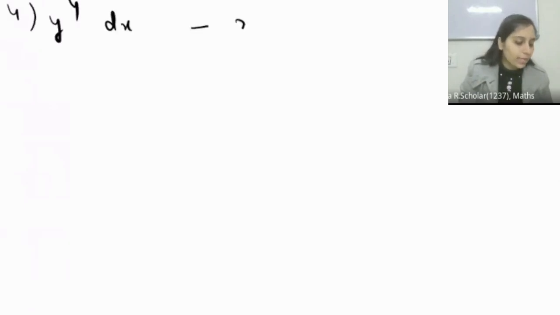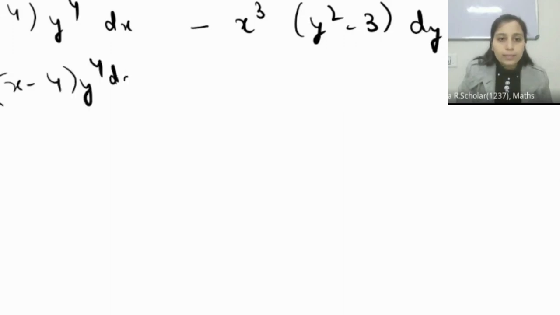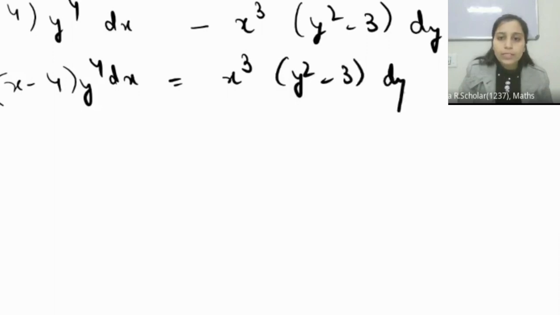So we have another question. (x minus 4y to the power 4) dx minus (x cube y square minus 3) dy is equal to 0. So in this we can see, we can write this equation in the form dy by dx is equal to some other function. So let's take this part to the right hand side, (x cube y square minus 3) dy.